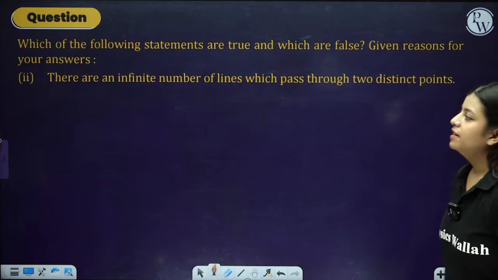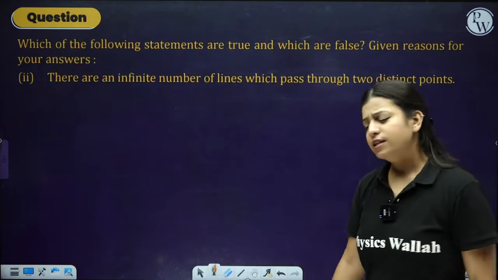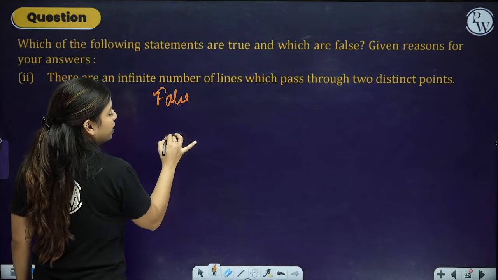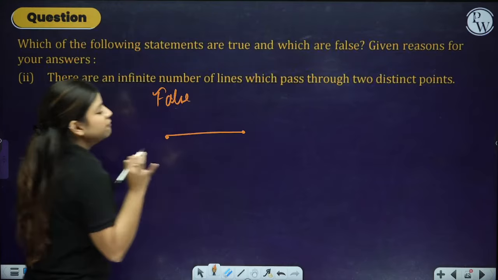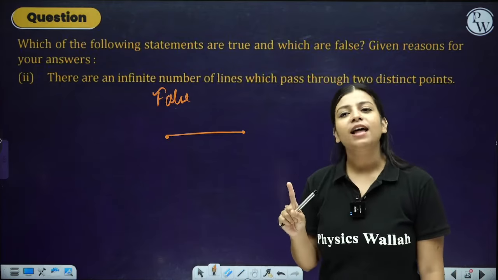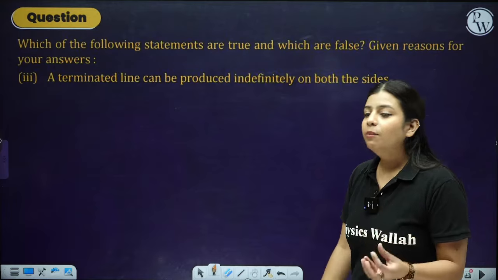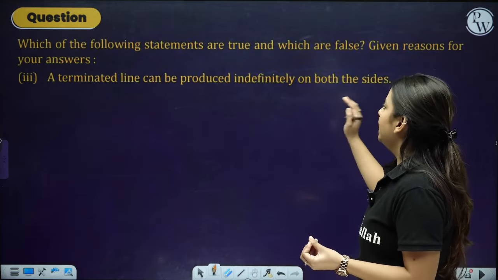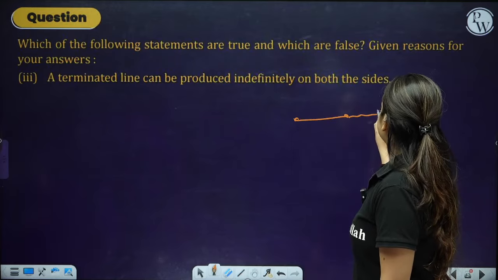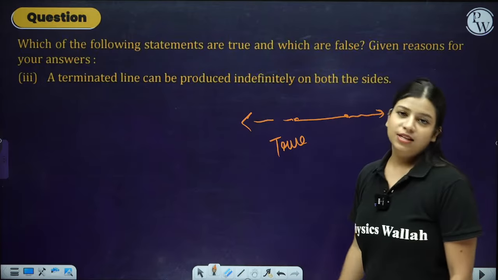The next one is, there are an infinite number of lines which pass through two distinct points. This statement is also false, because if we have 2 points, only one line can pass through them. The third is, a terminated line can be produced indefinitely on both sides. If we have a terminated line, we can extend it to both sides. So this becomes a true statement.